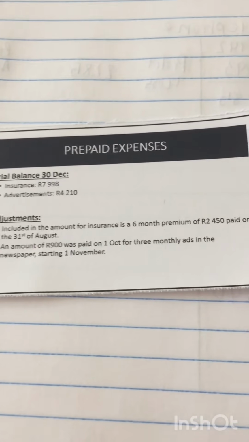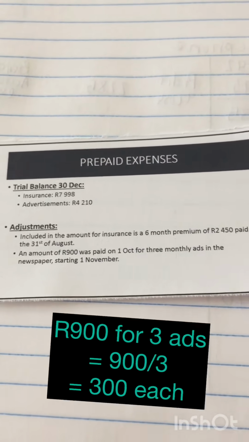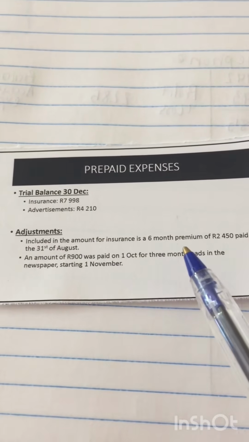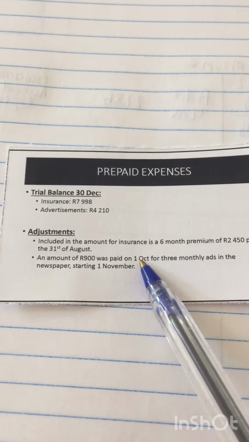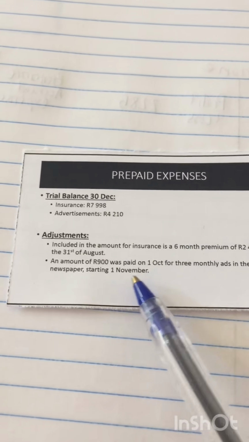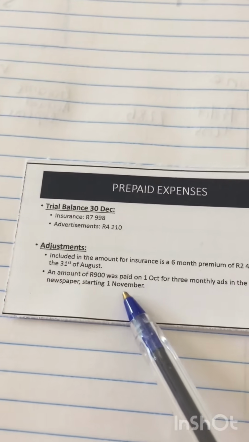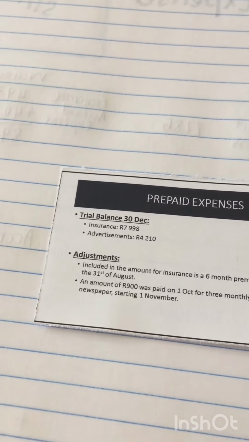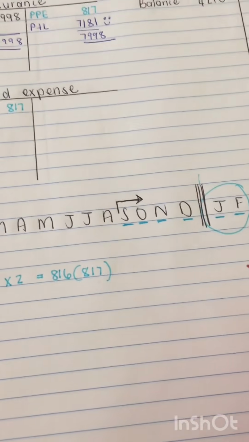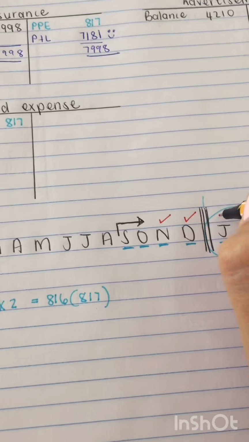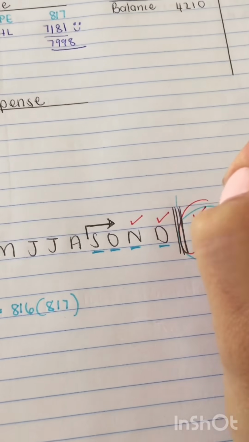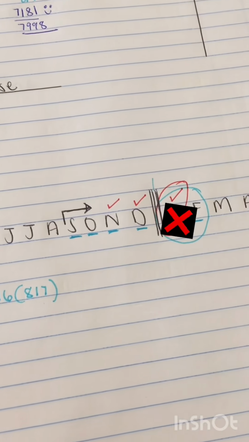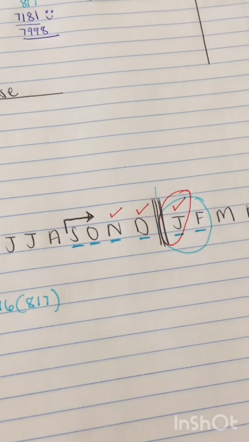So I've paid 900 Rand for 3 monthly ads. Easy calculation to do. So it's 300 Rand per ad. I paid it in October. Okay. But it only starts appearing in November. So I cannot count October, I count November. So if I go to my timeline, November, December, and January. That's my 3 monthly ads. And again, I've got an issue with January because January falls in the next financial year.